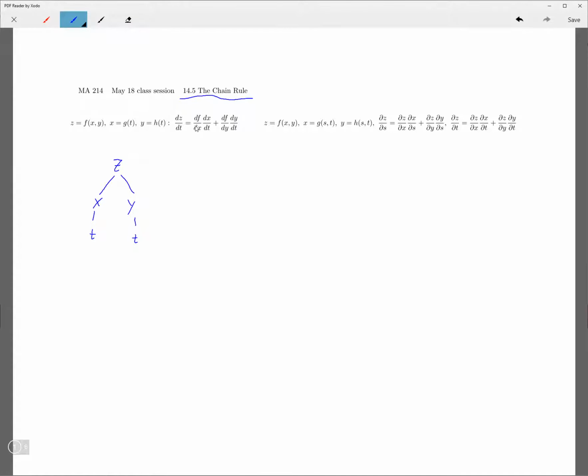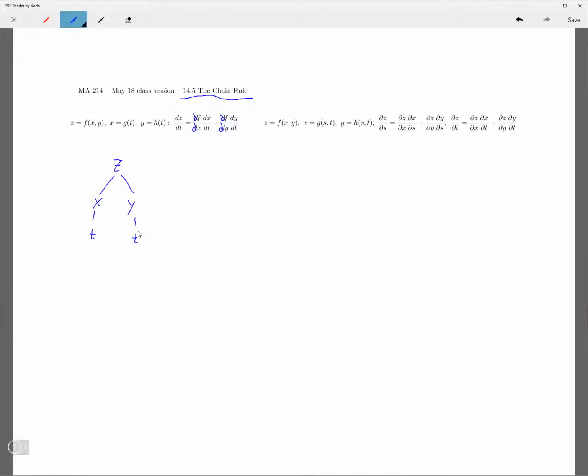Oh, I made a mistake here. This is a partial. I'll have to remember to change that. So that's actually a partial derivative. Dz df, dz dx, and then times dx dt. That's the chain rule part right there.